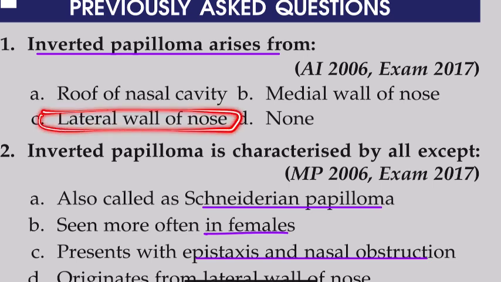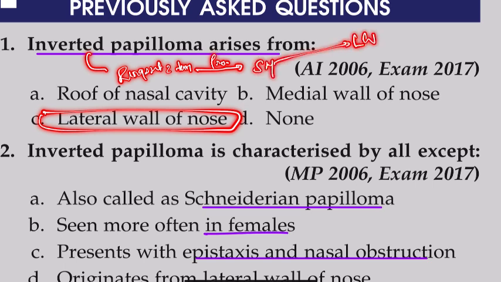Now talking something more about inverted papilloma, it is also called Ringer's tumor. And another thing is, it arises from the Schneiderian membrane that is present in the lateral wall. How is it treated? It is treated by endoscopic excision. So these are important points. It is benign but causes local bone destruction.